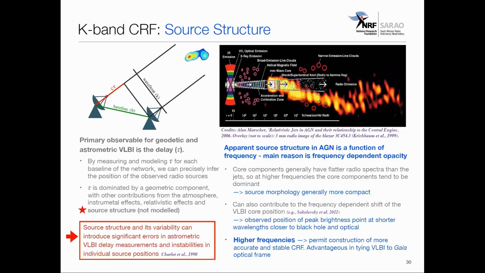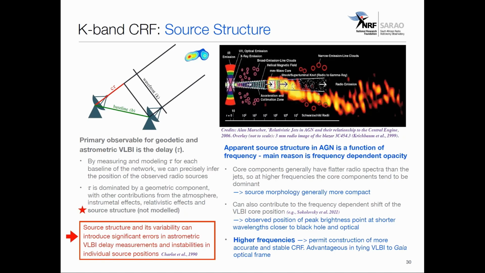Okay, so a bit about imaging and source structure. The primary observable for geodetic and astrometric VLBI is this delay, tau. By measuring and modeling tau for each baseline of our network, we can then precisely infer the positions of the observed radio sources. Tau is dominated by this geometric component, but there are also other contributions from the atmosphere, instrumental effects, relativistic effects, and of course also source structure, which is not currently modeled. So source structure introduces significant errors in our astrometric delay measurements and also instabilities in our source positions. That's one of the reasons why we are moving to higher frequencies, to K-band.